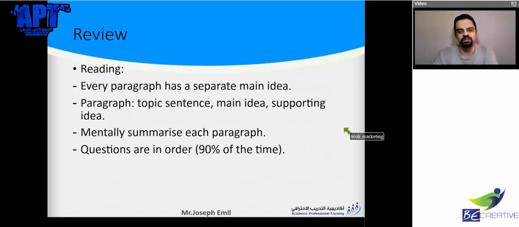And of course, in the reading, the questions are 90% of the time in order. So if you actually read the questions, then read the paragraph, okay, it might help you. It might. Of course, there are some questions that you will have to solve using other methods because they are not in order, but 90% of the time you're good.